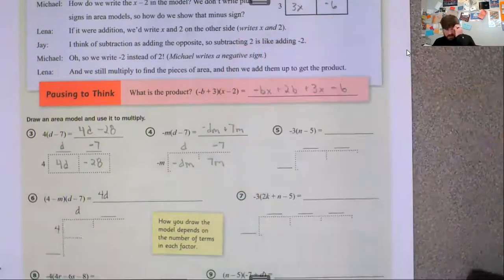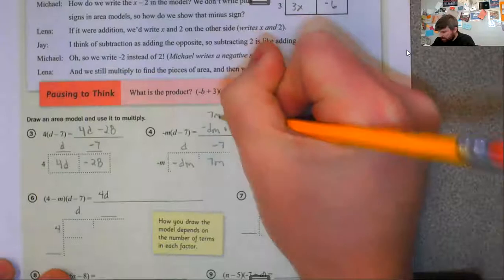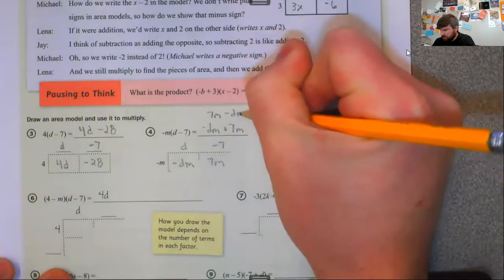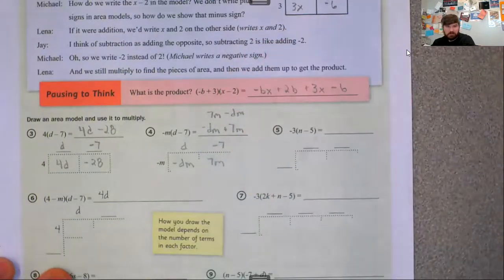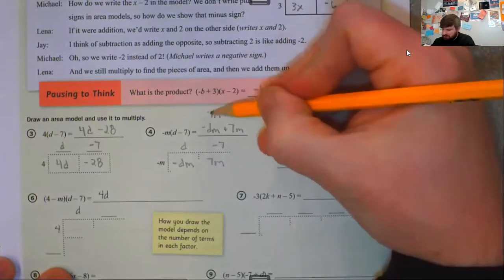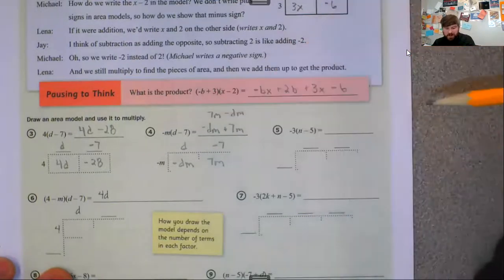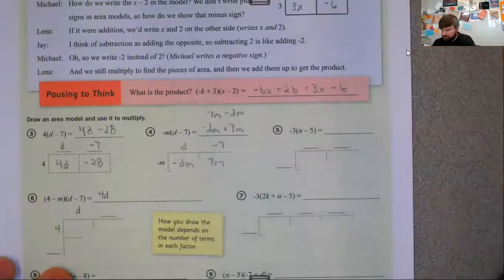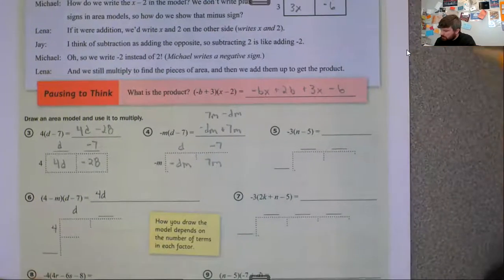And we could write this another way. We could say 7m minus dm. Okay, you could say that. Sometimes we like these first initial terms to be positive. So that's the case, you would want that.